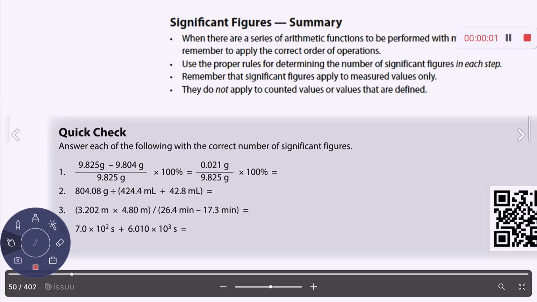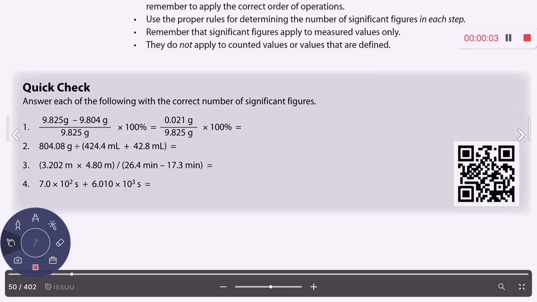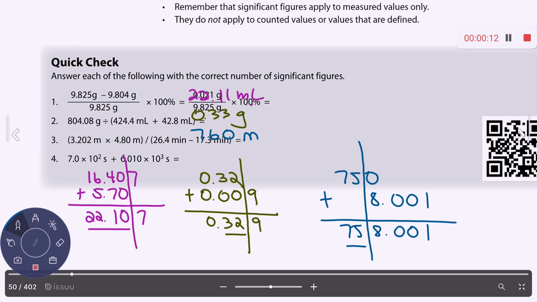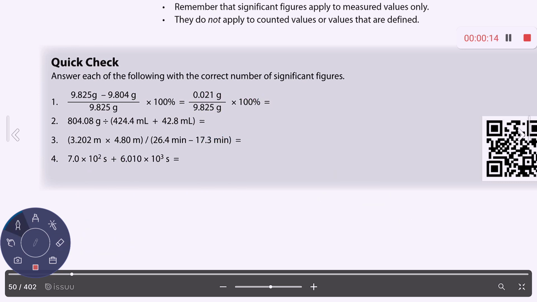We dive into this. These are multi-step problems. Number one is specifically using the percent error equation that we mentioned earlier. You have to be careful here because remember, this 100% is considered to be an exact number.